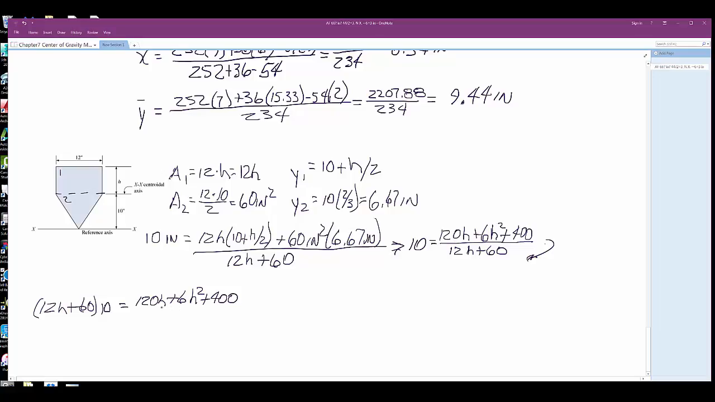So now we can take that one step farther and we'd say that this over here is 12h times 10 leaves you with 120h plus 600 equals the 120h plus 6h squared plus 400.